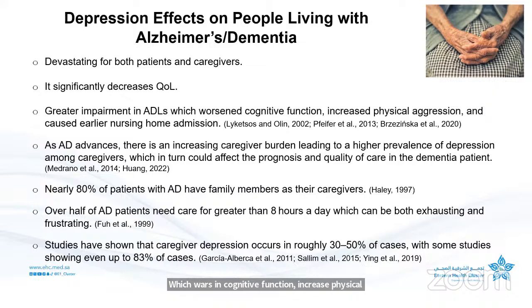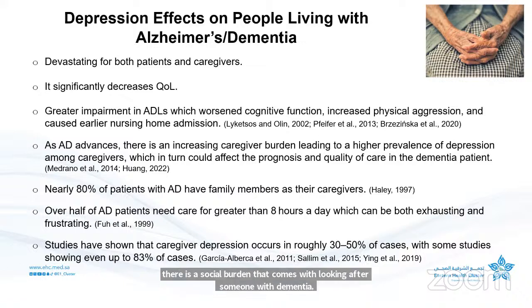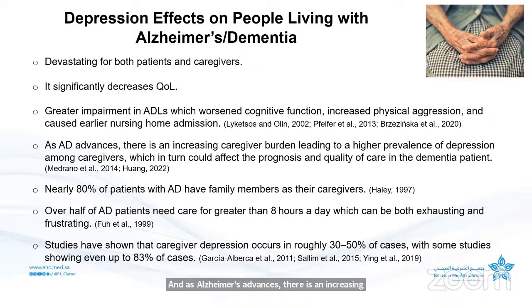Of course, these are all Western studies, and in our culture, we do not resort to nursing homes as quickly as Westerners do. But as well, we would like to have less pressure on people in their houses because there is a social burden that comes with looking after someone with dementia. And as Alzheimer's advances, there is an increasing caregiver burden, as I mentioned, and a higher prevalence of depression among caregivers.